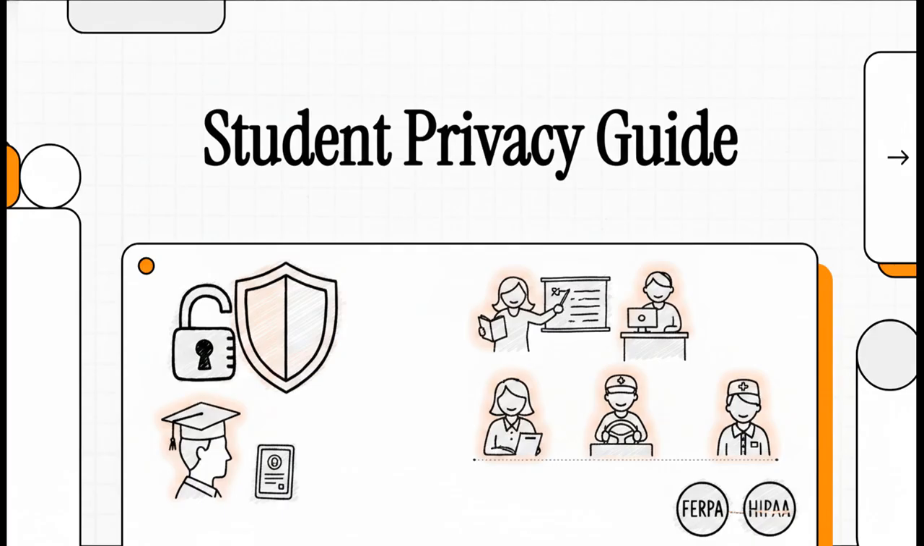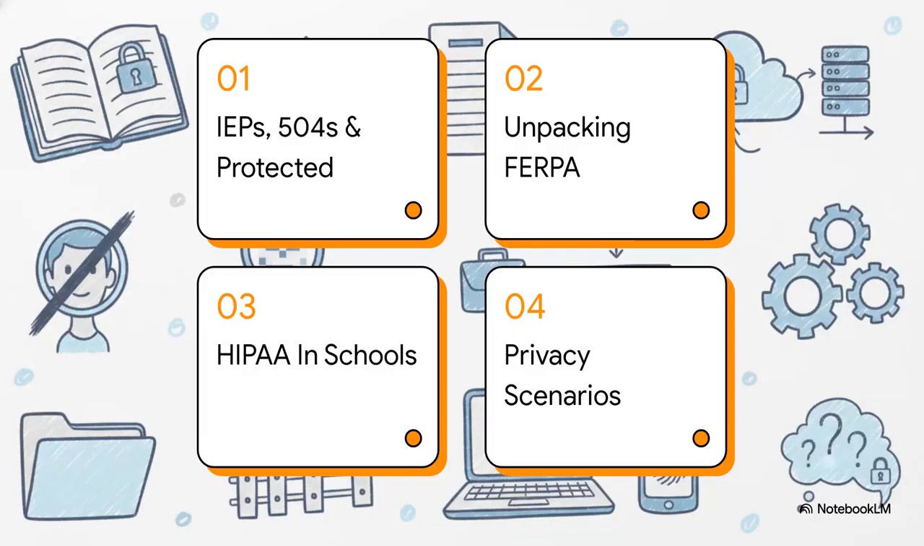Our core focus right now is to make sure you walk away totally understanding the ins and outs of FERPA and HIPAA. Here is our survival guide roadmap. First, we'll look at IEPs, 504s, and protected info. Second, unpacking FERPA and student privacy. Third, understanding HIPAA in our schools. And finally, putting it to the test with real-world privacy scenarios.